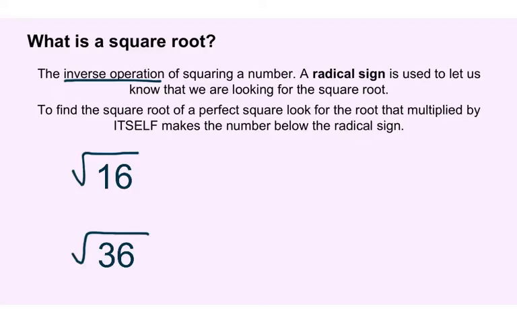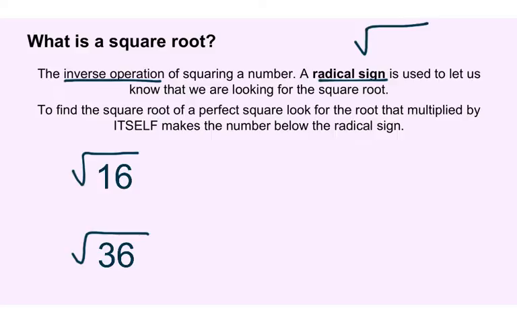Okay, here's another vocabulary word. Try and write it down, please. A radical sign is used to let us know that we are looking for a square root. You can see a radical sign below, but I'm going to show you. It's like a check mark and then a division symbol. It's a little different than a division symbol.